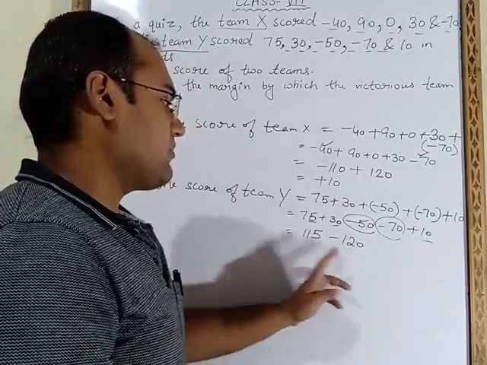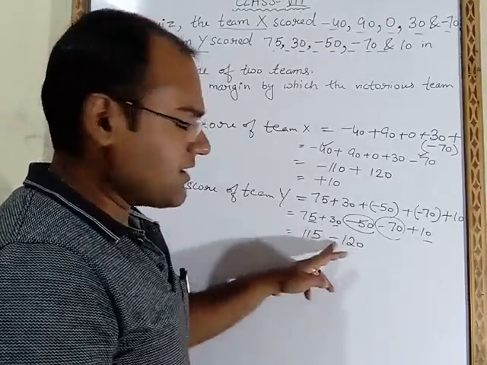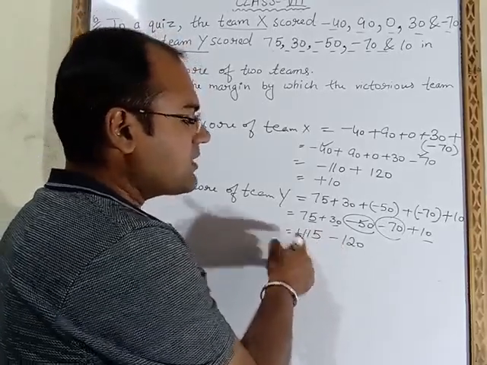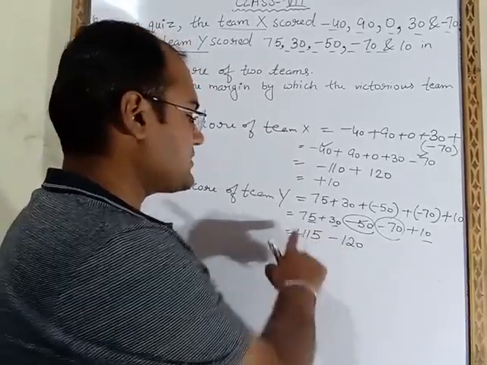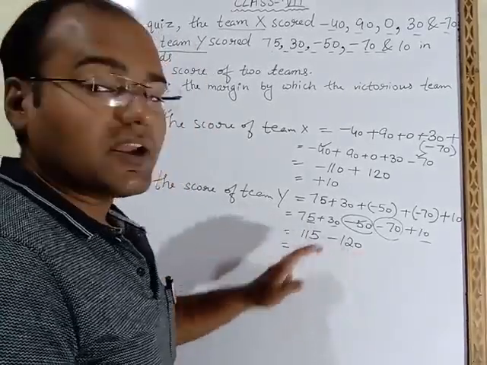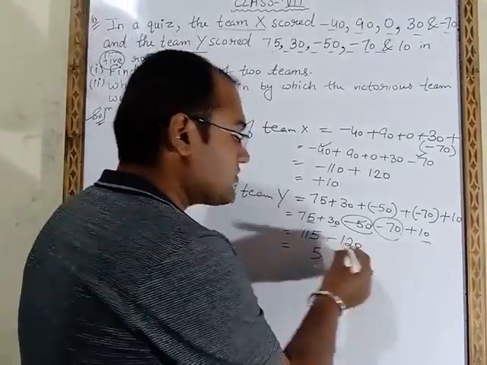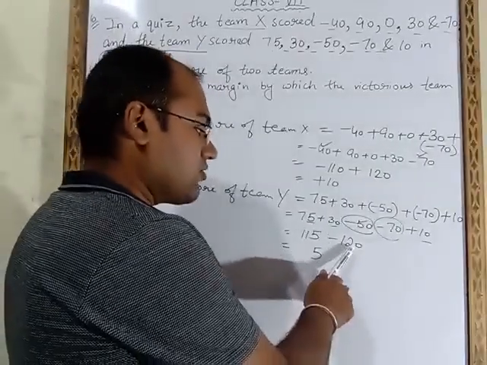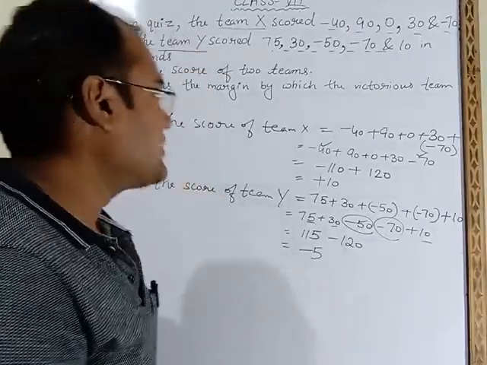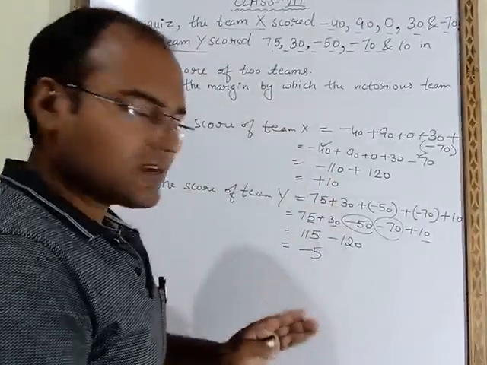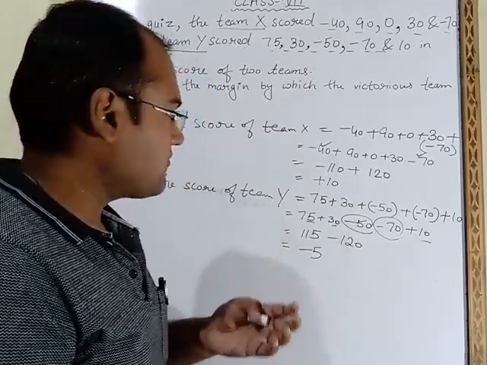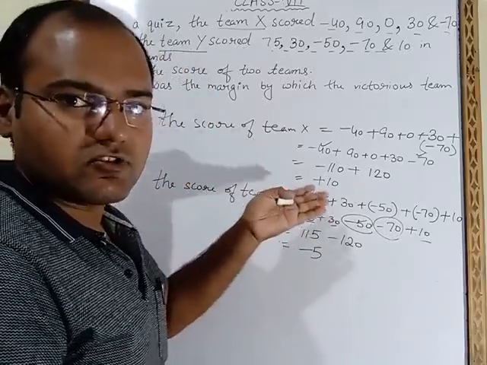Now these two numbers are having plus sign and minus sign. So plus minus, no sign is there, na? That means here it will be plus. So plus minus minus, that means we have to subtract these two. 120 minus 115 will be 5. Which one is greater here? 120 is greater and 120 is having minus sign. That means we have to put minus sign. So score of Team X is plus 10 marks and score of Team Y is minus 5 marks. So which team won? Team X won the quiz competition.